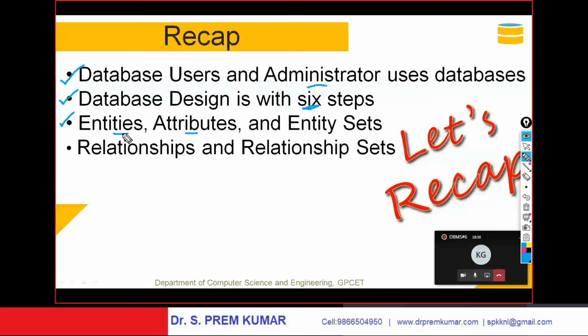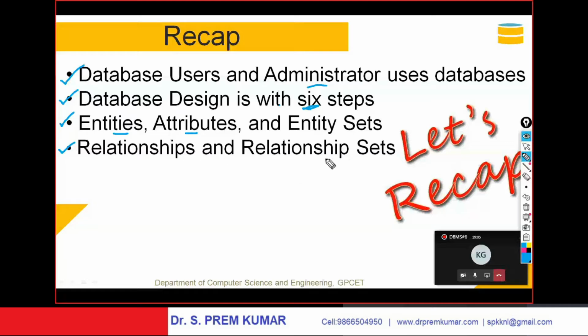For example, you take a doctor. Doctor is an entity. The doctor is identified with attributes: doctor number, doctor name, specialization, experience, qualification. All these are the attributes with which you identify an entity from the entity set. Similar types of entities put together become an entity set. That is a set of entities. And also relationships and relationship sets. This is what we discussed in the last class.